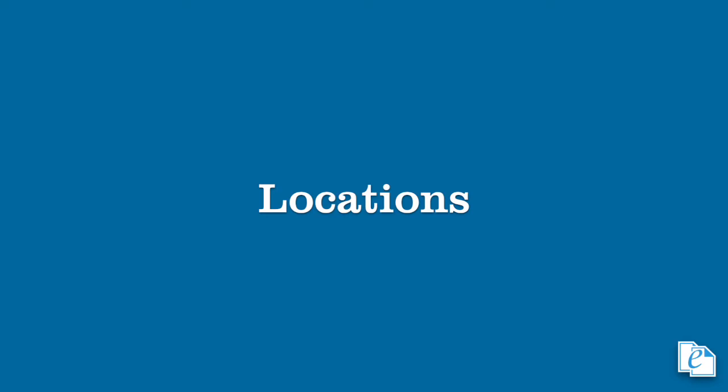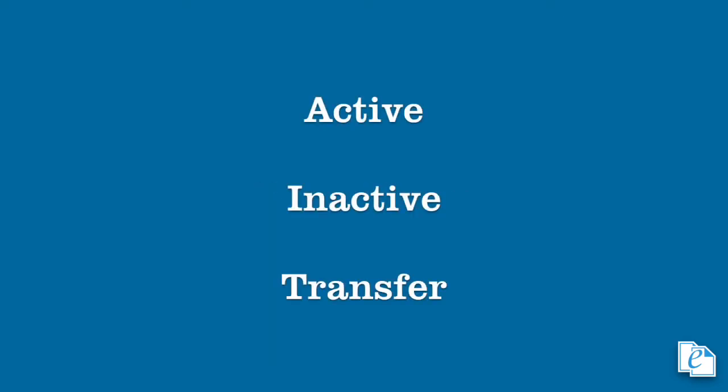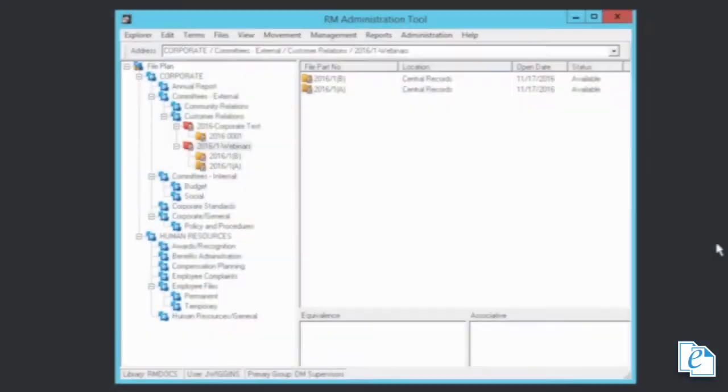Locations are the physical places where file parts and boxes are stored. There are three types of locations: active, inactive, and transfer. A transfer location is one controlled by an external organization. Items are initially stored in an active location. When they reach a certain age, they're moved to an inactive location. Ultimately, items are either transferred or destroyed.